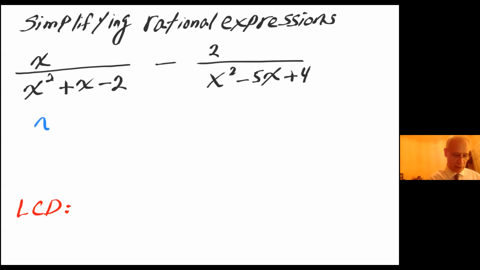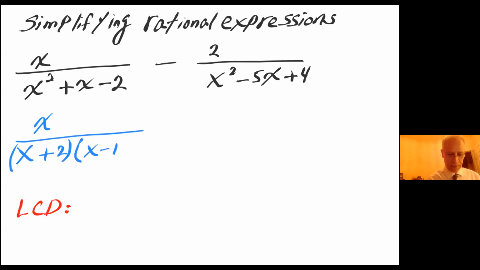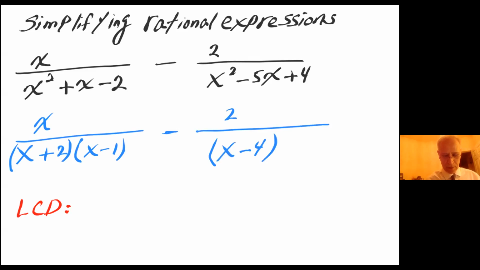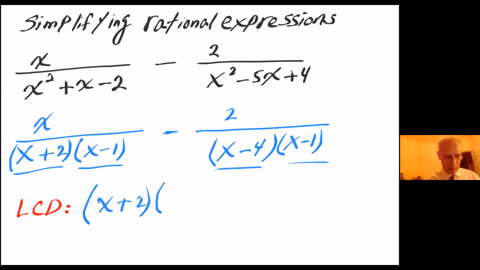So the first one I have x over x plus 2 times x minus 1, minus 2 over x minus 4 and x minus 1. Notice that my LCD should have a factor of everything in here. So my LCD is going to be x plus 2, x minus 1, and x minus 4. Notice that my LCD is divisible by this and is divisible by this.